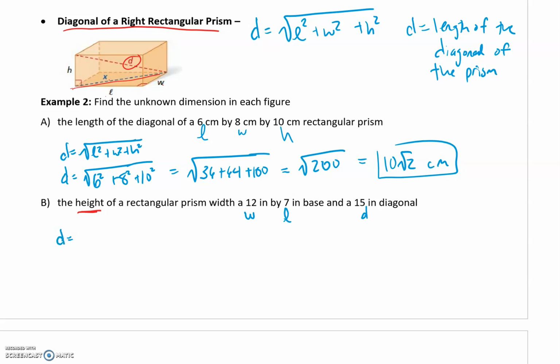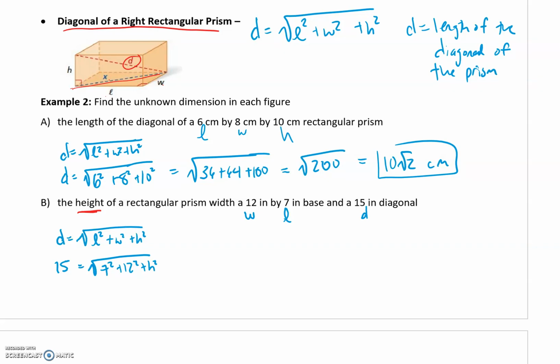We know our formula, D equals the square root of L squared plus W squared plus H squared. Plug it all in, right? So 15 equals the square root of 7 squared plus 12 squared plus H squared. Just be careful with your PEMDAS when you're solving this. So think about your first step.